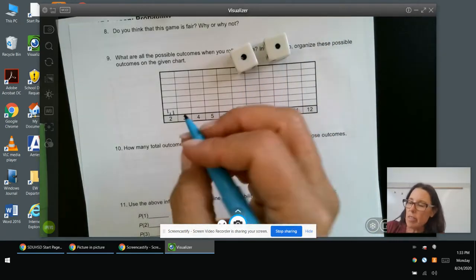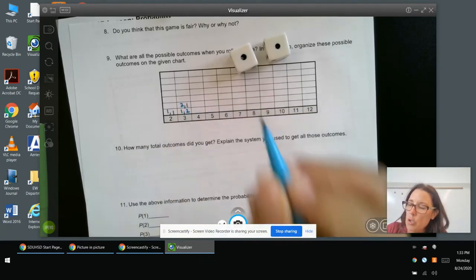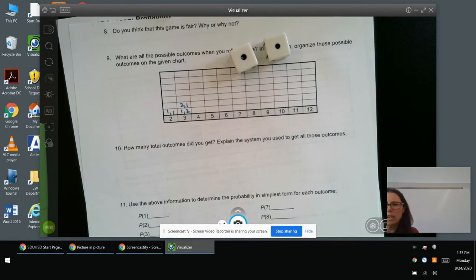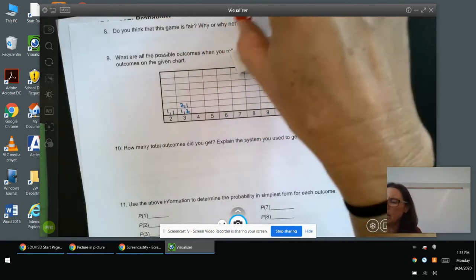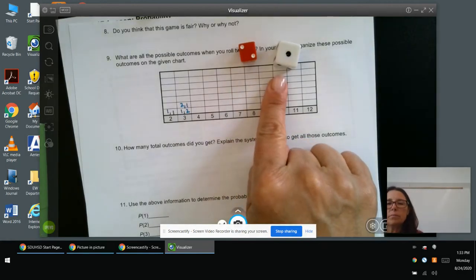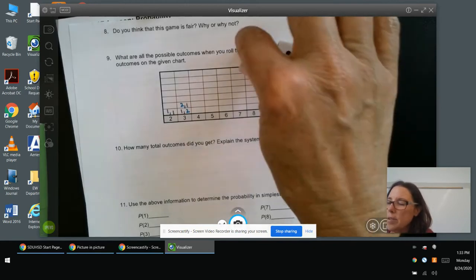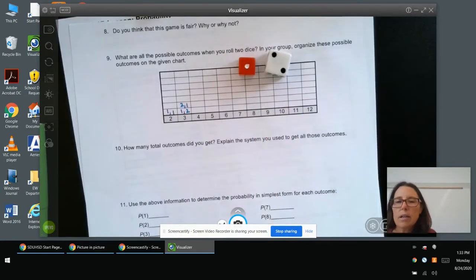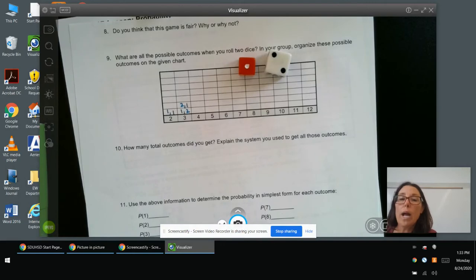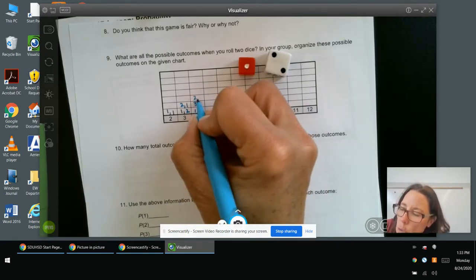Okay, a way to get a 3 would be a 1, 2 or a 2, 1. Some of you are sitting there going, isn't that the same thing? Okay. So there's a 2, 1. Couldn't I have also rolled a 1 on this red one and a 2 on this white one? That would have been a whole different way to get 3. It's very important to understand that. For 4: 1, 3, 3, 1, 2, 2.